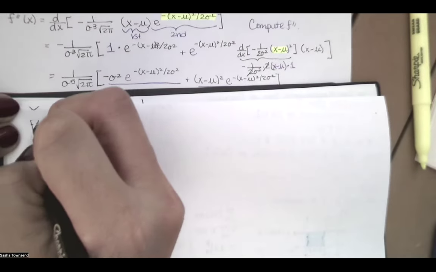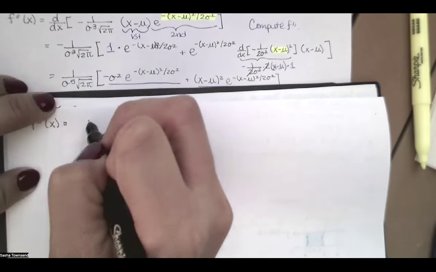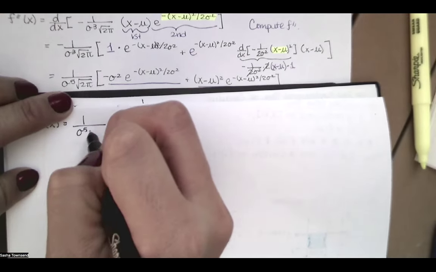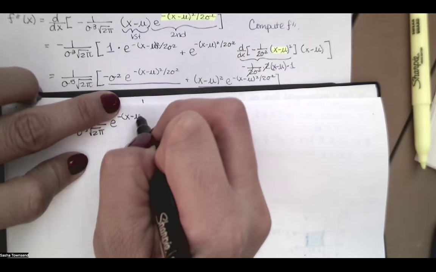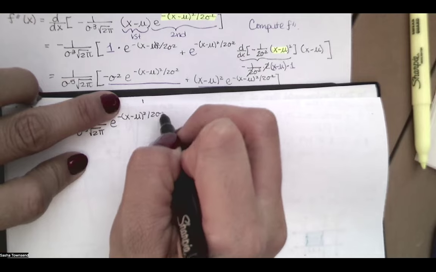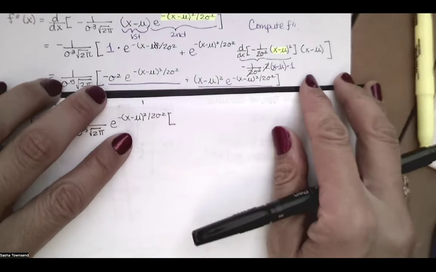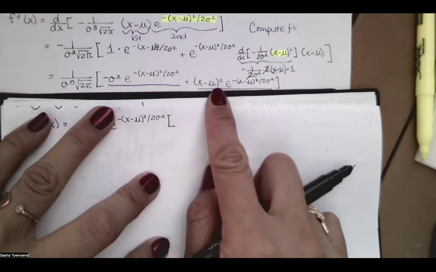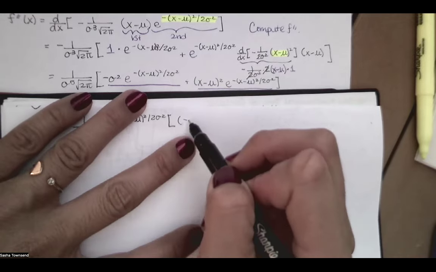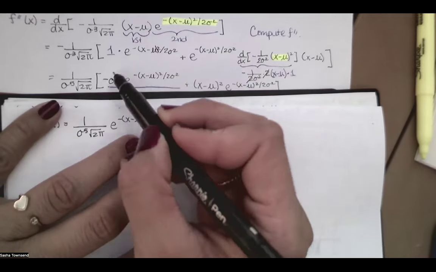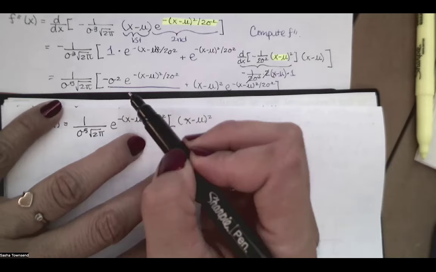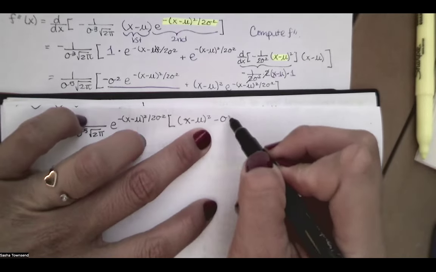So f double prime is 1 divided by sigma to the 5th times the square root of 2 pi times the exponential factor. And then you say, okay, well, the exponential times what gives us this term? It's going to be that x minus mu squared. And then the exponential times what gives us the second term, it's going to be that negative sigma squared.